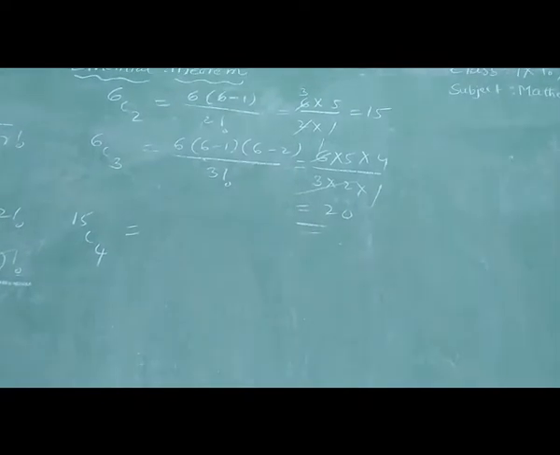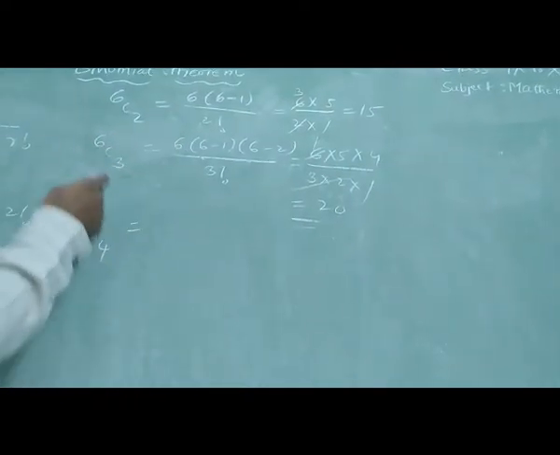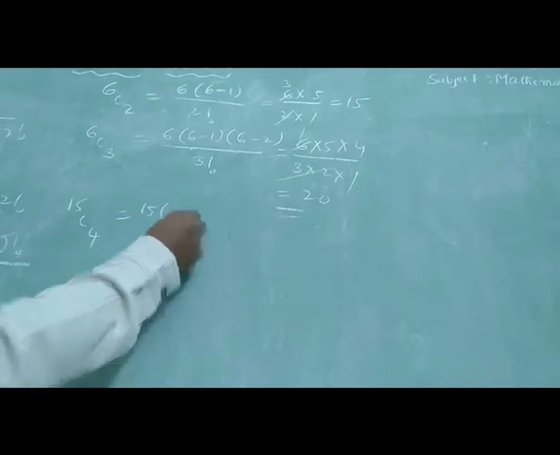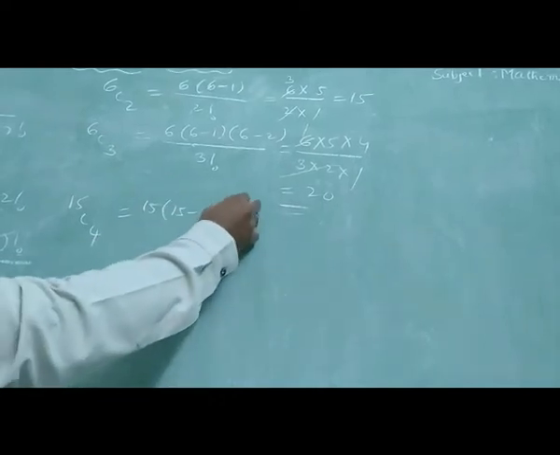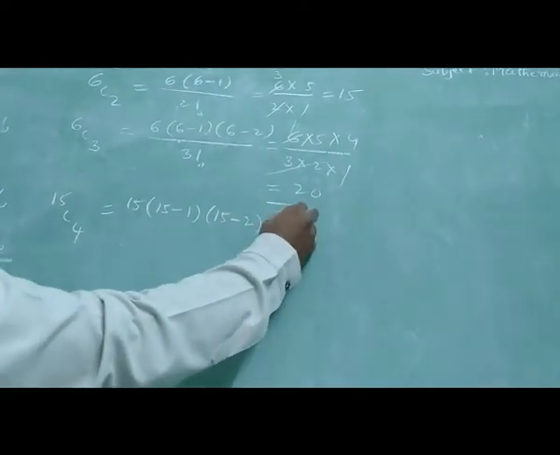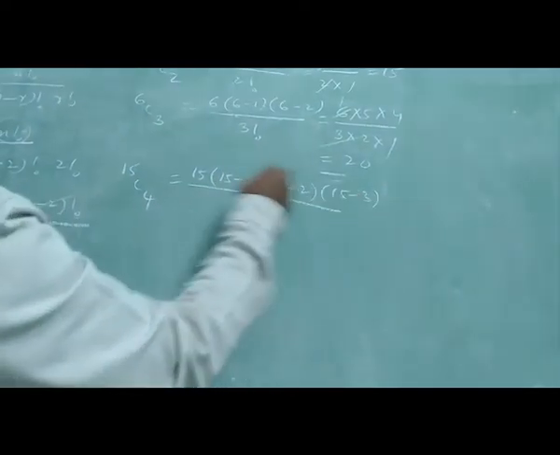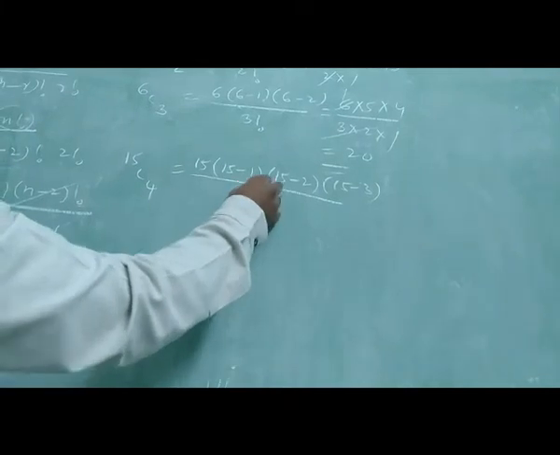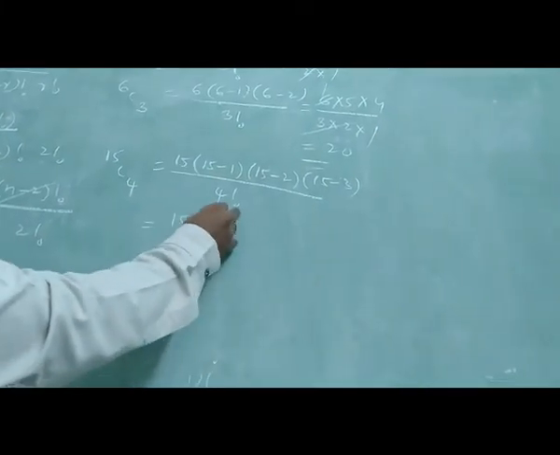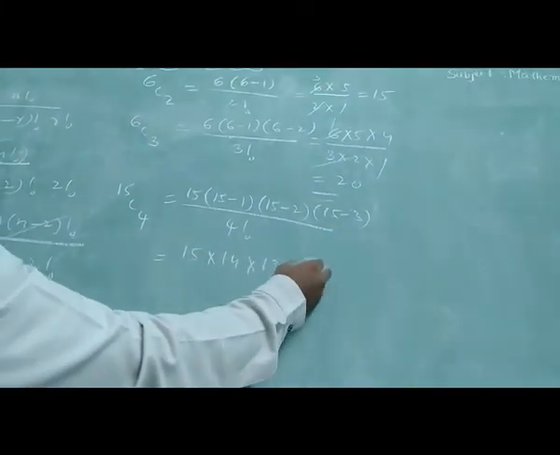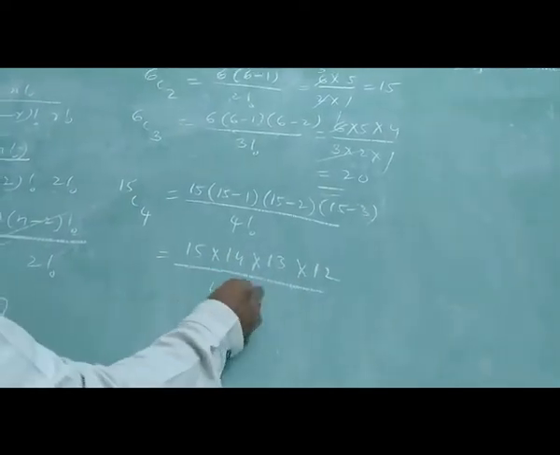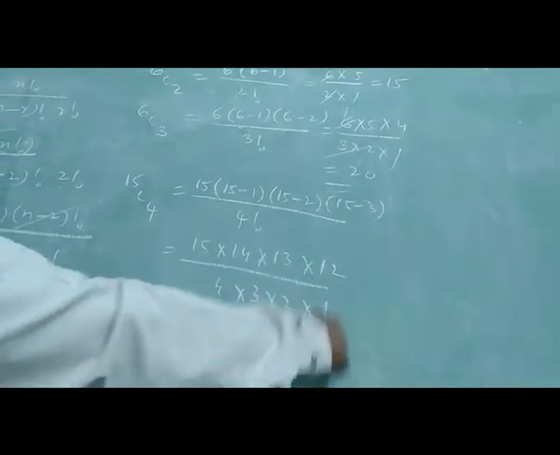15C4. Now you can apply the same shortcut. The answer begins with 15. 15 into 15 minus 1 into 15 minus 2 into 15 minus 3. Don't take 15 minus 4. Only 4 terms, divided by 4 factorial.